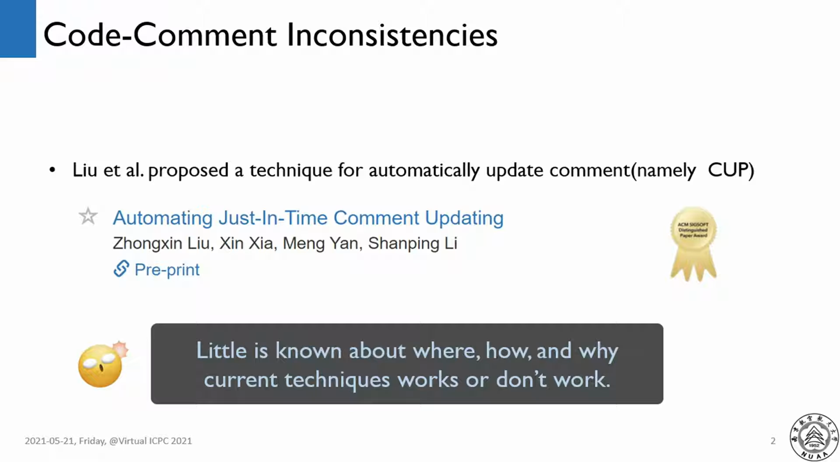Recently, Liu et al. have proposed CUP as an automated just-in-time comment update technique to cope with bad comments. Their core idea is that inconsistencies can be avoided if comments are automatically updated with each code change. CUP has shown its advancement, achieving huge improvements over baselines. While it outperforms them, little is known about how well and why current comment update techniques work or don't work. To fill this gap, we perform an assessment that analyzes the strengths and weaknesses of the CUP technique in depth.